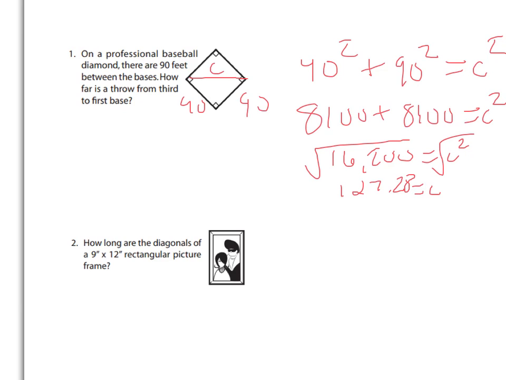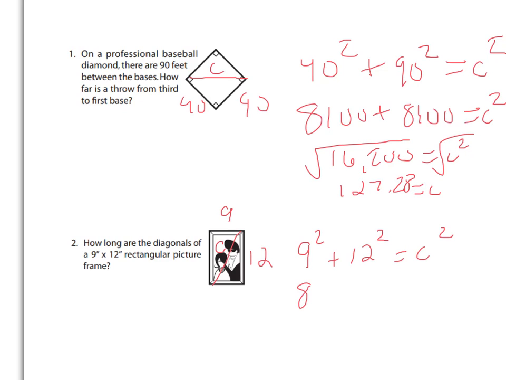On the second one, we're solving for the diagonal. So diagonal is the distance across the picture. And so that's the hypotenuse again, so it's C. So if we label this, we know that this side is going to be 9, this side is going to be 12. So that means that the 9 is the A and the 12 is the B. So I'm going to take 9 squared plus 12 squared equals C squared.